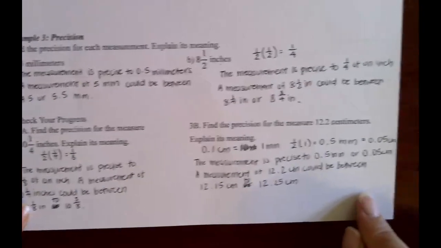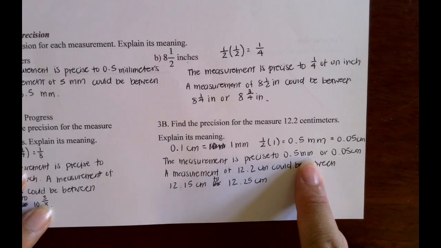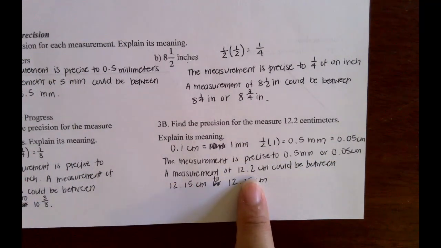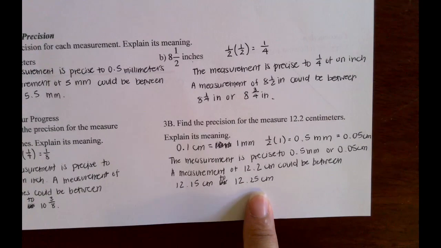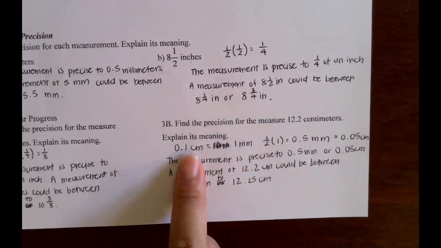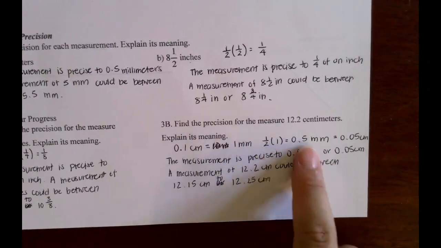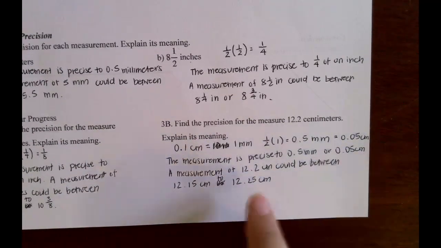For 3B, the measurement is precise to 0.5 millimeters or half a millimeter, or if we convert it back to centimeters, that's 0.05 centimeters. A measurement of 12.2 centimeters could be between 12.15 centimeters to 12.25 centimeters. The reason why is because here the measure is 0.1 of a centimeter, also known as a millimeter. So half of a millimeter is 0.5 millimeters or 0.05 centimeters. Okay, so that's how we get that.